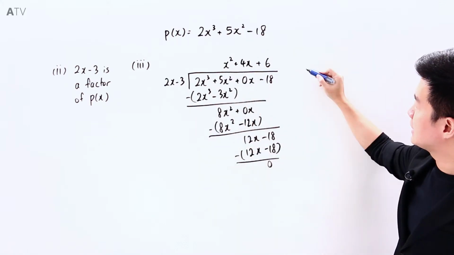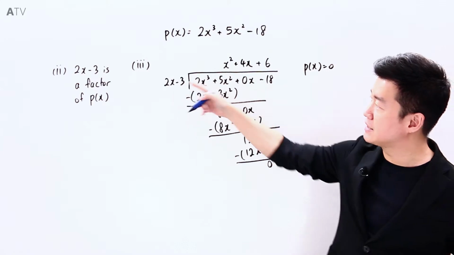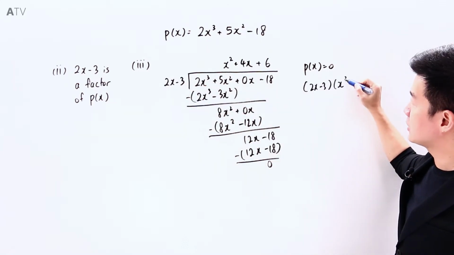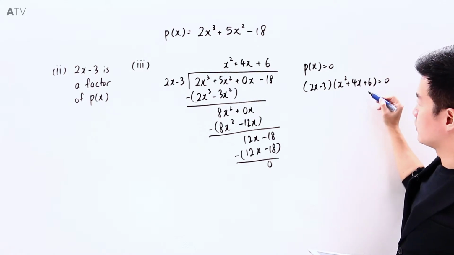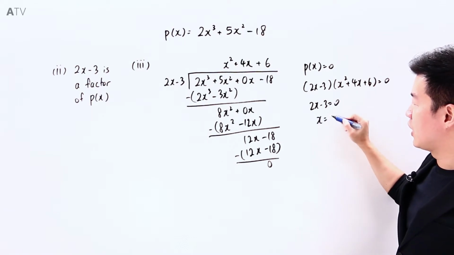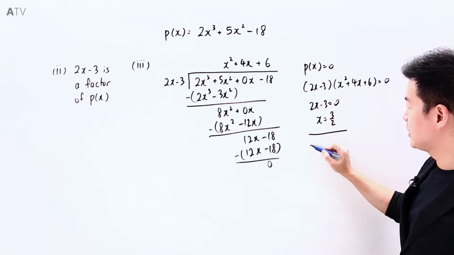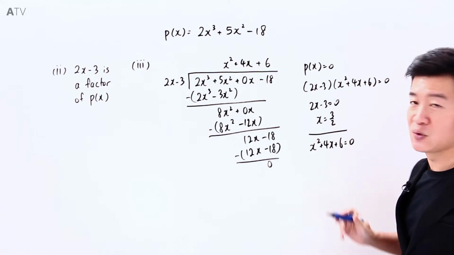And this tells me that p(x) equal to 0 can also be rewritten as the multiplication of the two factors, which is this, and x squared plus 4x plus 6 is equal to 0. Which means that 2x minus 3 must be equal to 0, or x is equal to 3 over 2. This was one possible case. The other possible case is when x squared plus 4x plus 6 is equal to 0.